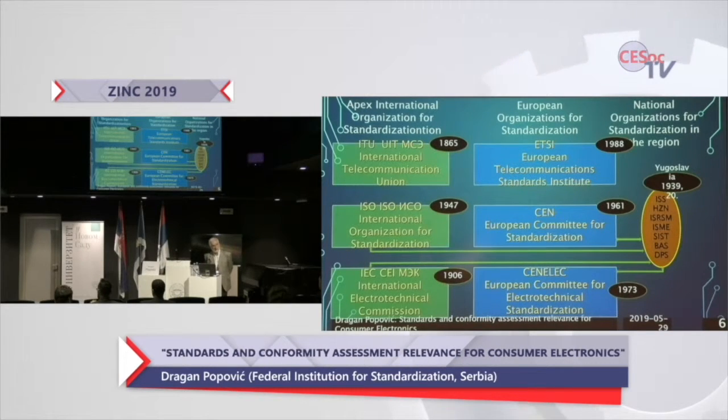In the ISO register, for the Kingdom of Yugoslavia, there is data that it had organized standardization at state level in 1939. It was the 20th country in the world at the time. It was in the civil engineering area.